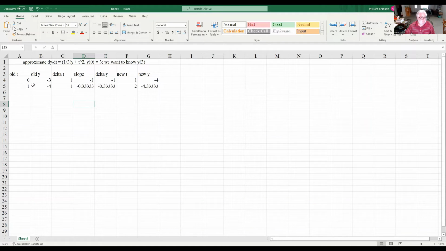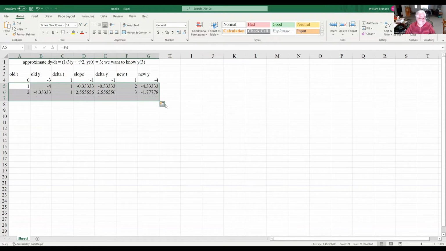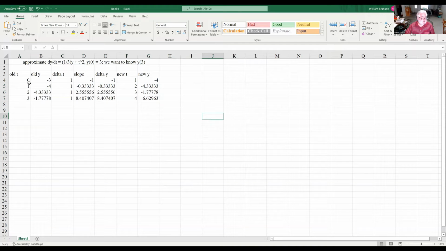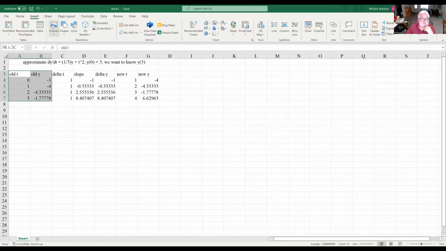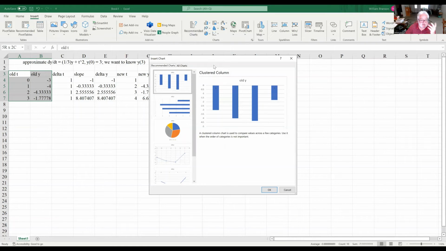2, minus 4.33. And now that we've done the self-reference, right, saying that old t is equal to this, we can actually ask it to just do the next 2 steps. So there's our points. And you can actually graph these, right? Highlight that, go to Insert where it says charts, Recommended Charts. It'll give you lots of charts.